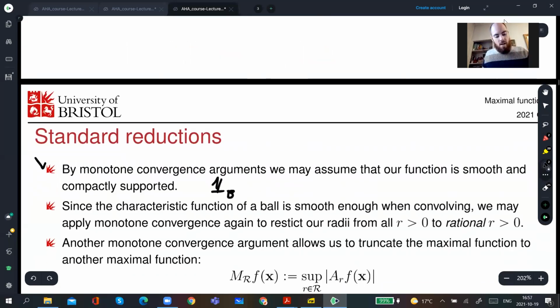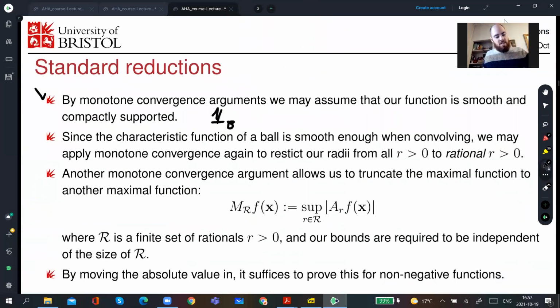So since this is continuous as a function of R, we can use monotone convergence to only consider balls whose radii are positive rational numbers, because I can approximate any real radius by a rational radius that is arbitrarily close, and the difference between those two balls is tiny, infinitesimal. Now, another monotone convergence argument allows you to actually truncate. So that gave us a countable family of radii. Monotone convergence again says you can actually get any finite set of positive rationals.